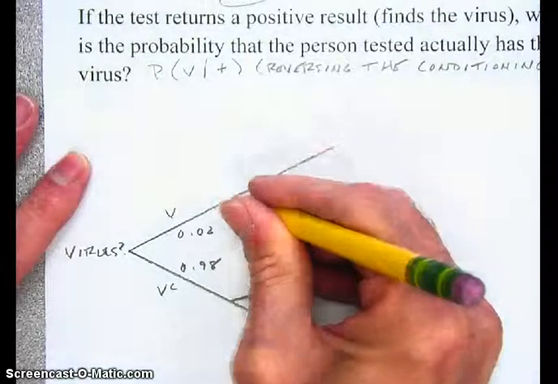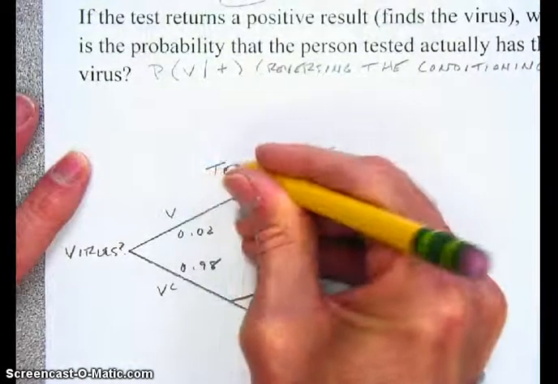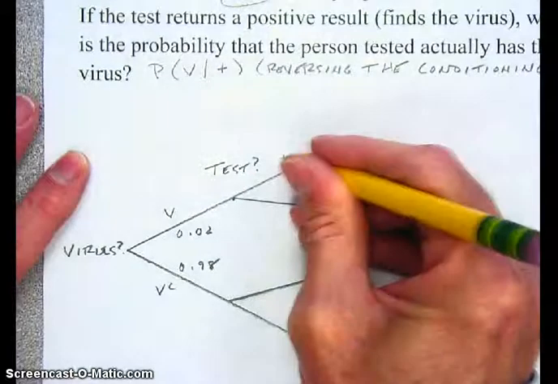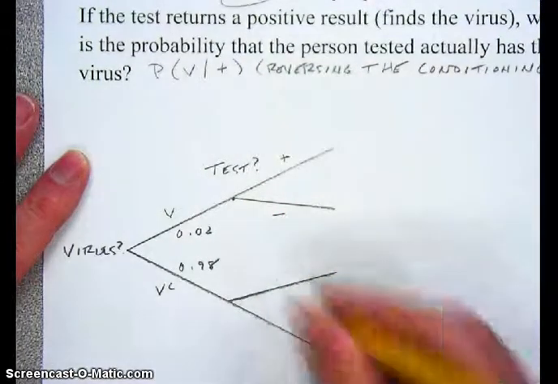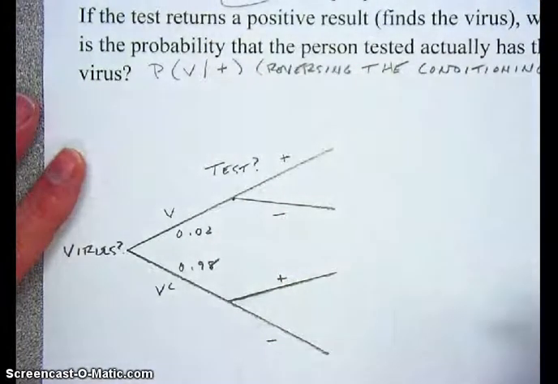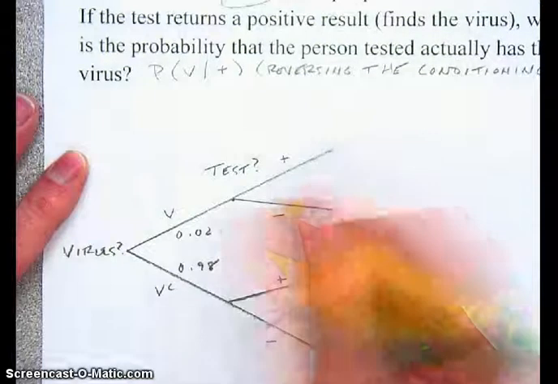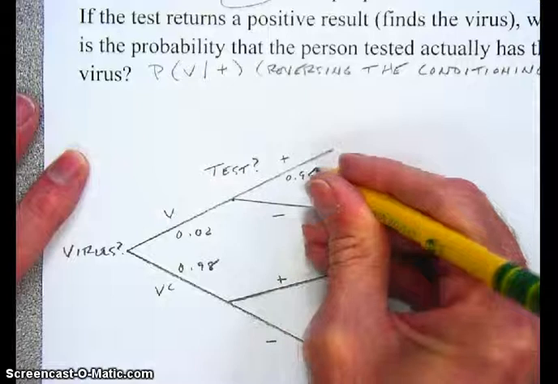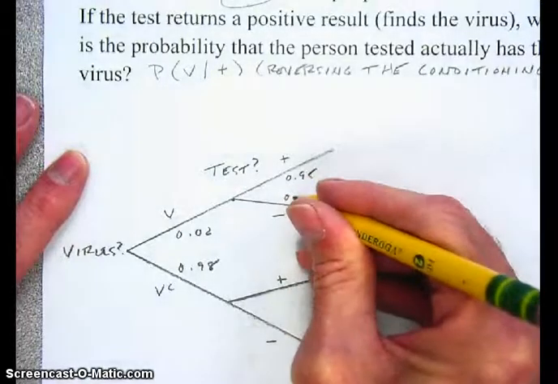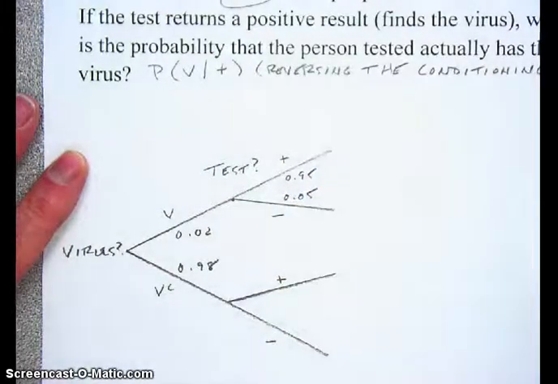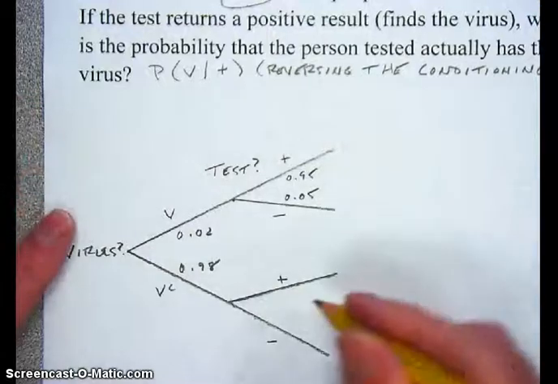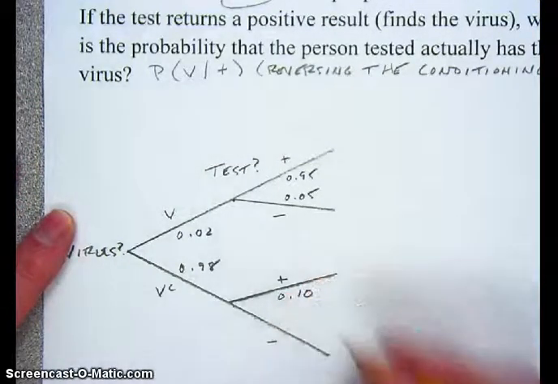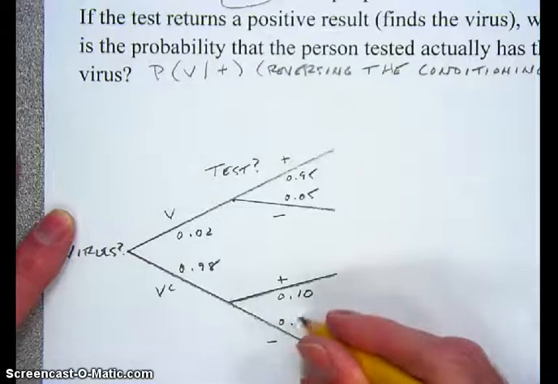At this node, this is where the test comes into play. And somebody's either going to get a positive test result or a negative test result. They get a positive test result 95% of the time if they have the virus, so this probability would be 0.95. And they get a negative test result 5% of the time if they do have the virus. If they don't have the virus, they're going to get a positive test result 10% of the time and a negative test result 90% of the time.